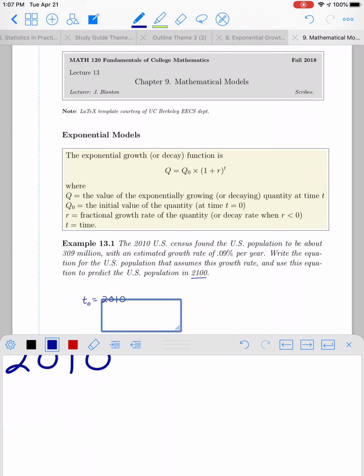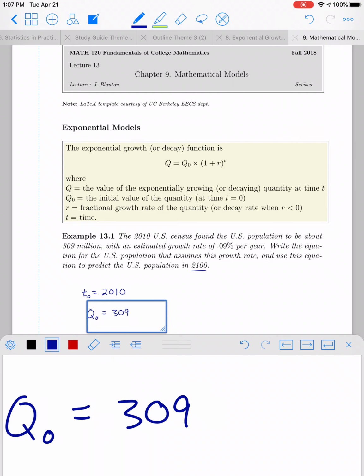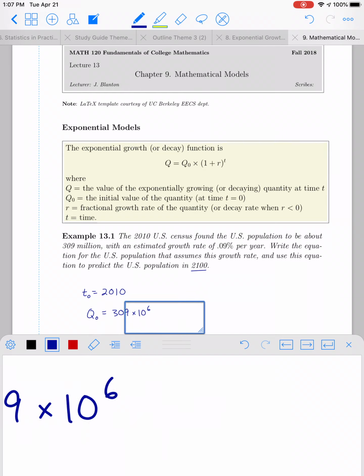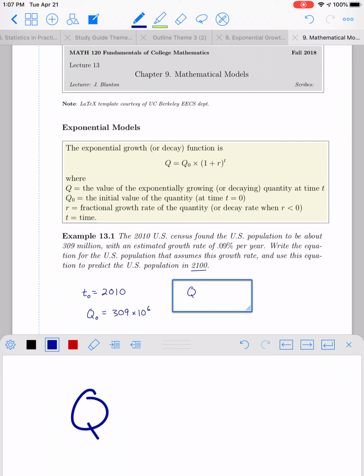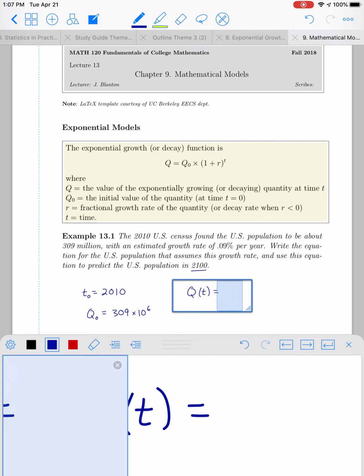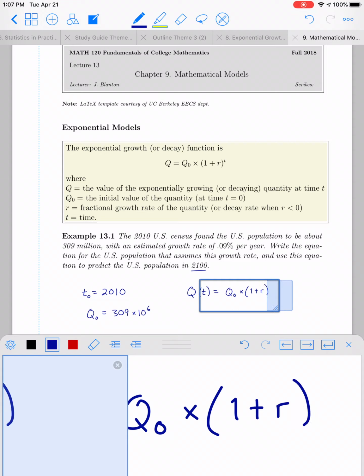Okay, our beginning of this entire thing. When the population was measured in that time, Q naught was 309 million. Million is 10 to the 6, so in scientific notation, that's 309 times 10 to the 6. Now, our model, the first question we're asked to come up with is, what is our population Q given any time t? That's equal to Q naught, the initial population, times 1 plus R to the t.